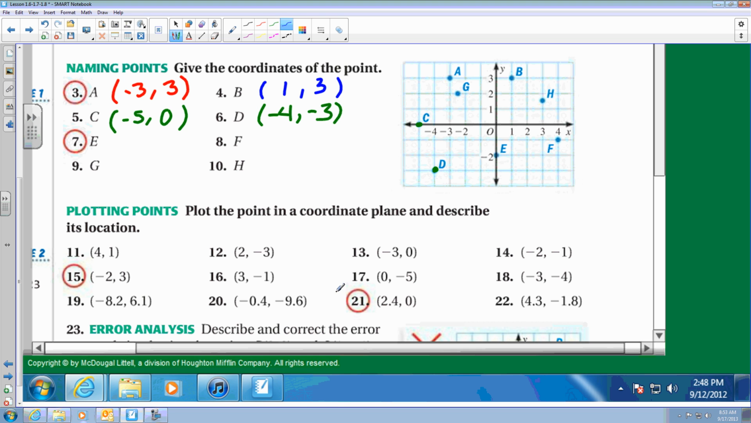If I look at E, which is right here, it doesn't go left or right at all, so it's going to be left at 0, comma, and then it goes down, which is a negative 2.